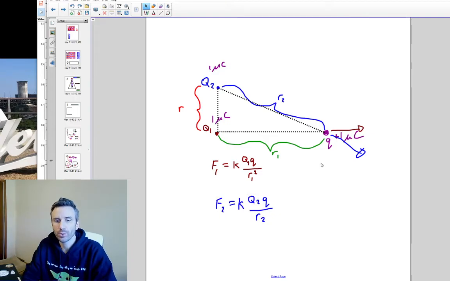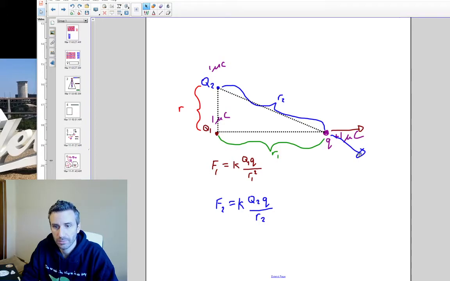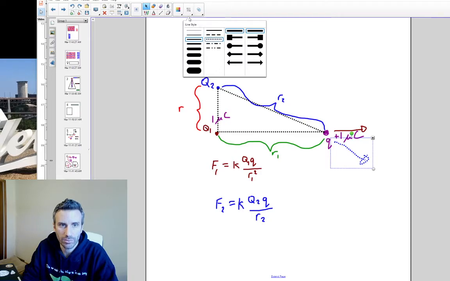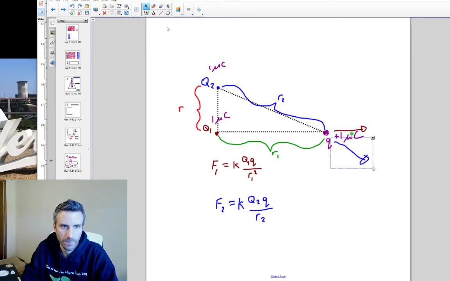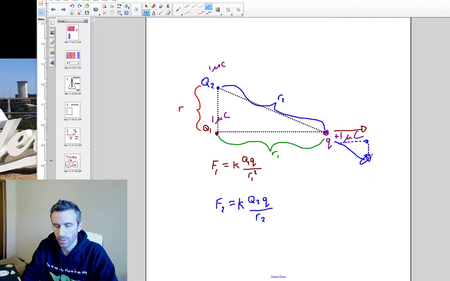When you figure out the value of these forces, do you recognize that to find the net force, you're going to have to do some vector addition? You with me on that? So this one here is acting completely in the x direction. This one here has components in both the x and y direction. Let me see if I can break that down. So it has components both in the x and in the y direction.